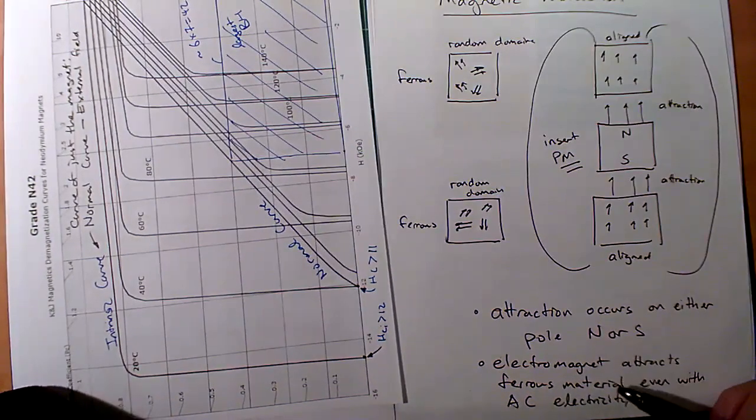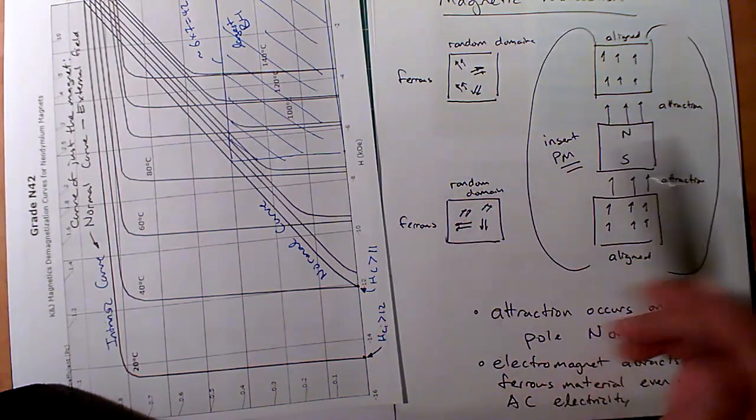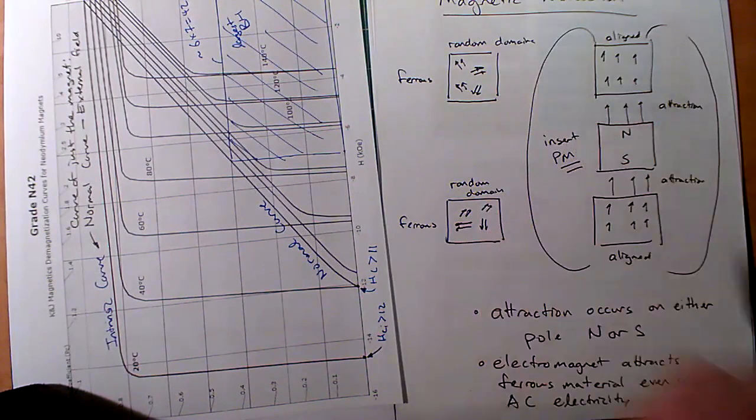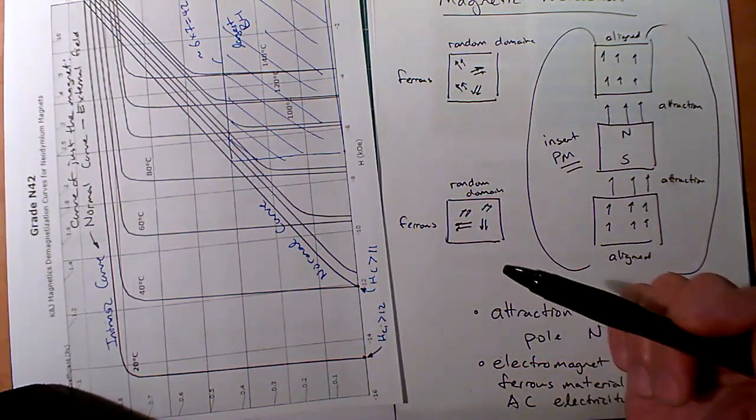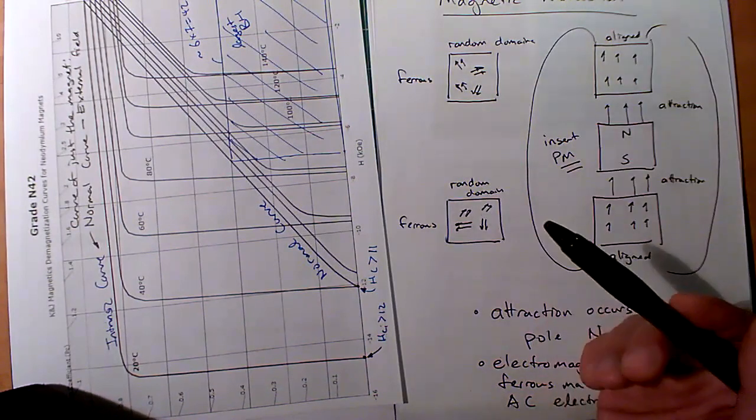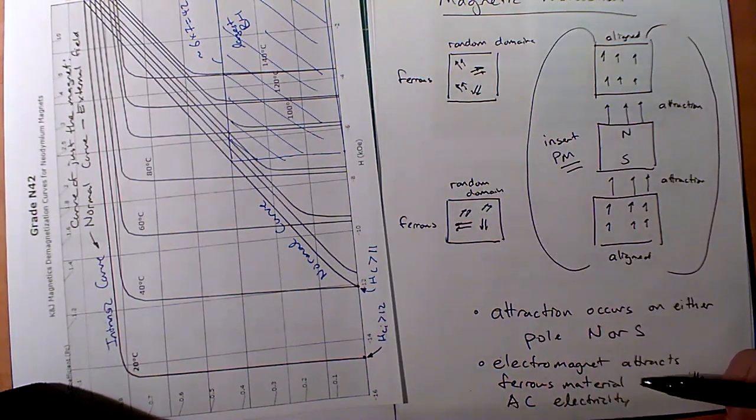So a consequence of that is that an electromagnet can attract ferrous material even with AC electricity, right? So if you have an electromagnet with AC going back and forth, it'll still attract steel, just ferrous material. And I believe you guys have contactors that have AC electromagnets attracting steel. And so hopefully that answers that question.